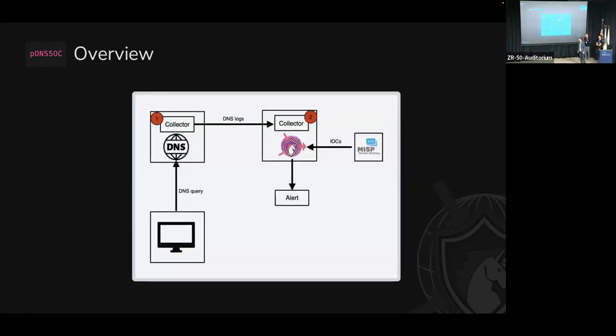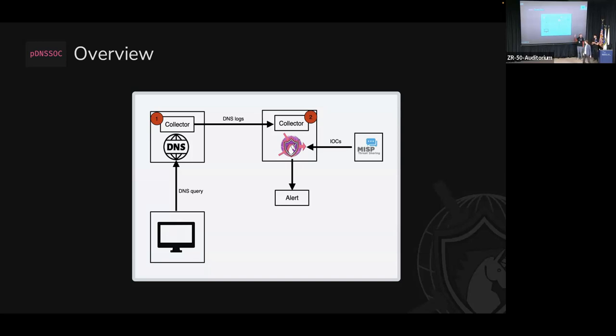So the typical scenario, actually an abstract scenario, of a pDNSSOC deployment is that there is a client issuing a DNS query. Then, of course, the DNS server will act exactly as before, but we will have our collector collecting the traces of this query, as well as the reply, and pushing the logs to our correlation engine, which is the engine with a pretty interesting unicorn logo here. And the result of this is that our correlation with our threat intelligence sources, which could be one MISP instance or several, would result in different types of alerts.